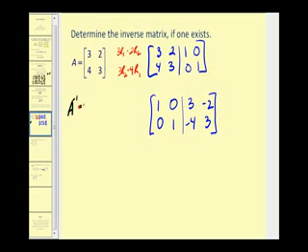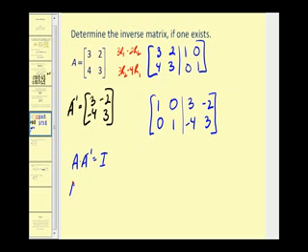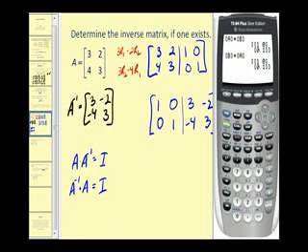So A inverse should be 3, negative 2, negative 4, 3. Remember from the previous screen, this means that A times A inverse should equal the identity matrix, and A inverse times A should also equal the identity matrix. So let's go ahead and check this.